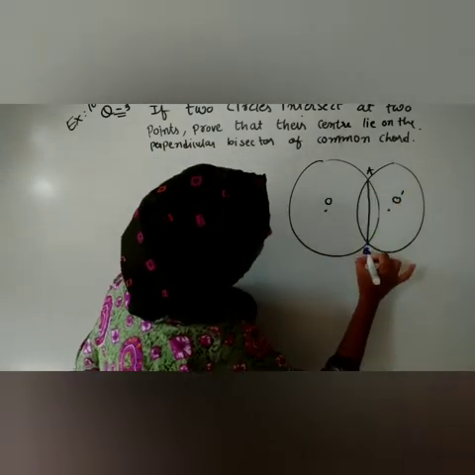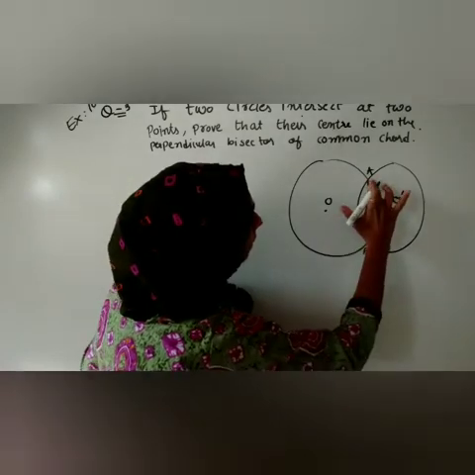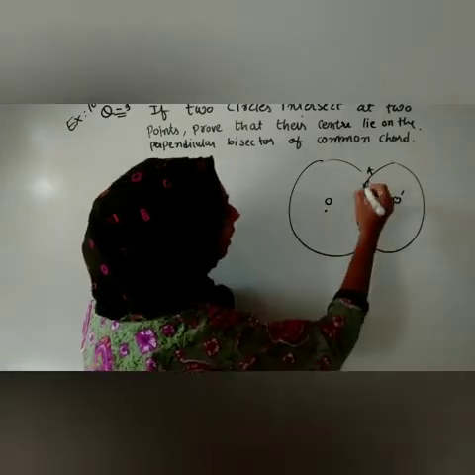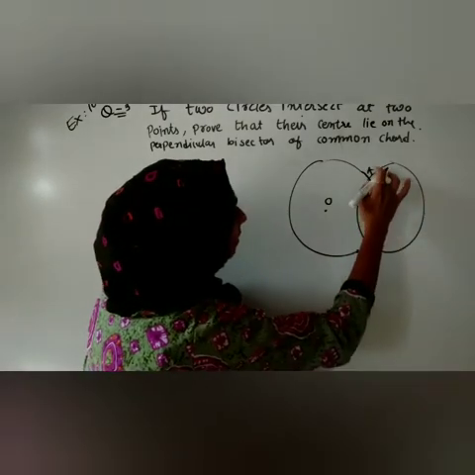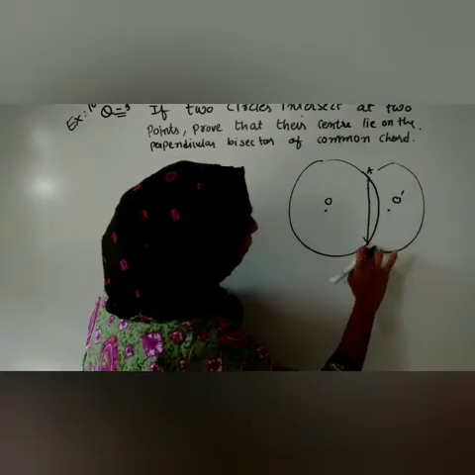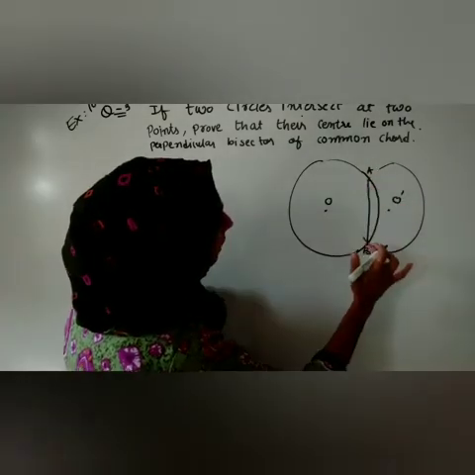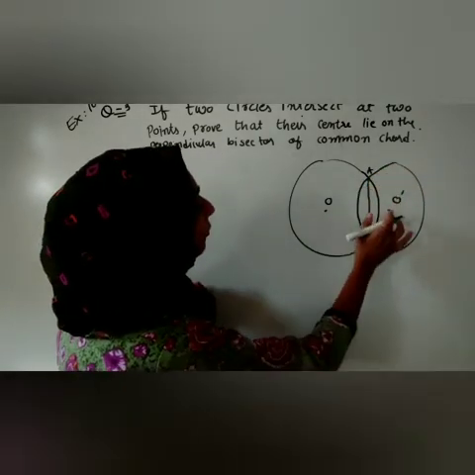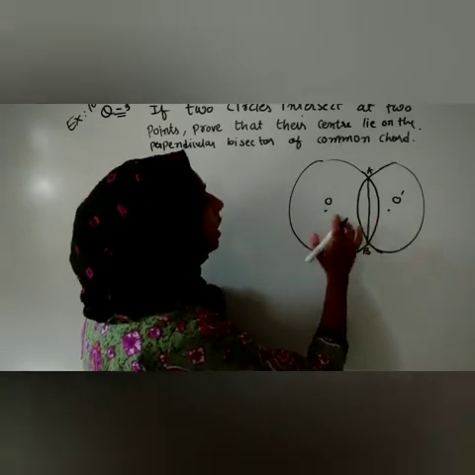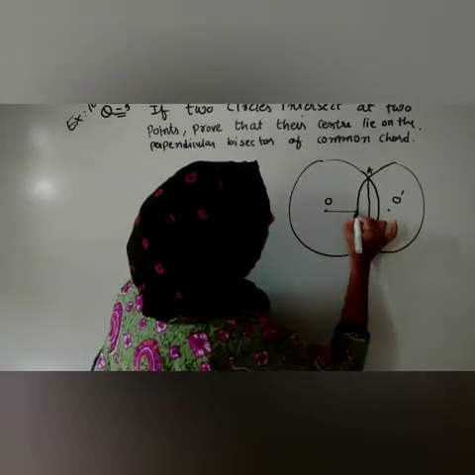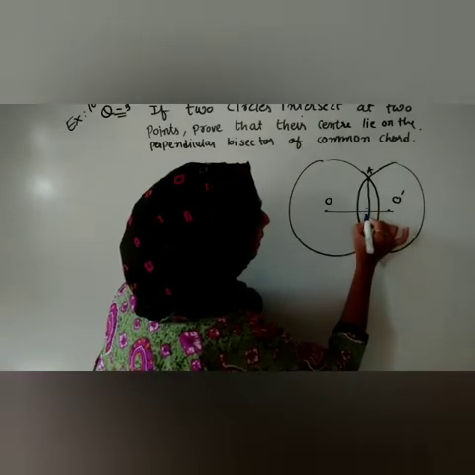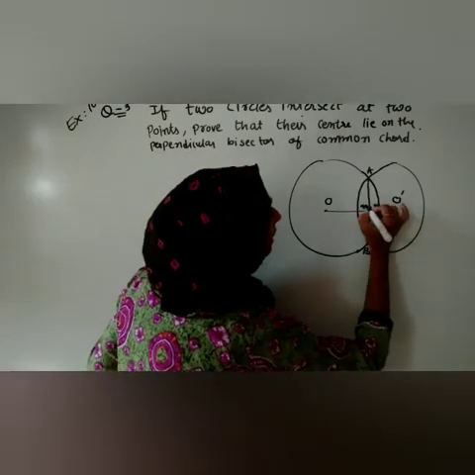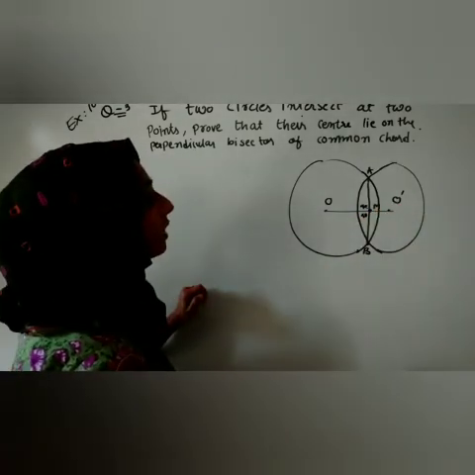Means if we have this common chord as AB, if we erase this circle, the chord will be for this circle also, and if we remove this circle, this circle's chord will also be the same. Means both have a common chord named AB, and both have different centers, this one named O, and this one O dash. But while we are joining them, they intersect each other at this point. Let us name it point M, and they make 90 degrees over here. This thing we have to prove, that how they will make 90.